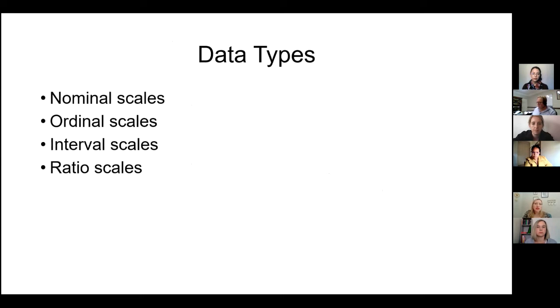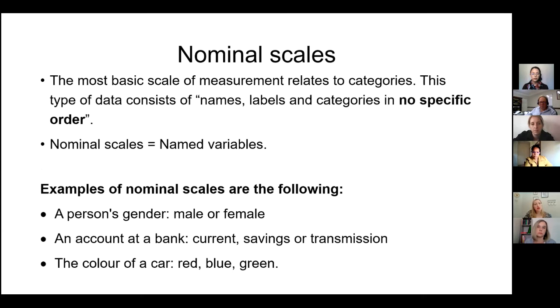I'm just going to quickly touch on the different data types that you get, which is actually touching more on statistics, so I'm going to rush through it a little bit. The data types that we usually look at are nominal scales, ordinal scales, interval scales, and ratio scales. With a nominal scale, this is your very basic scale of measurement that relates to categories. So there's no specific order attached to it. It's just a named variable.